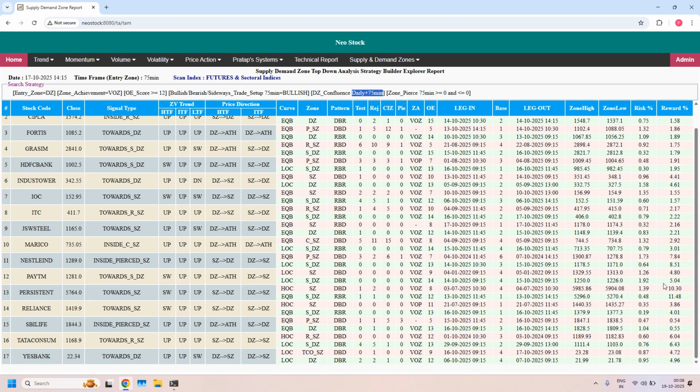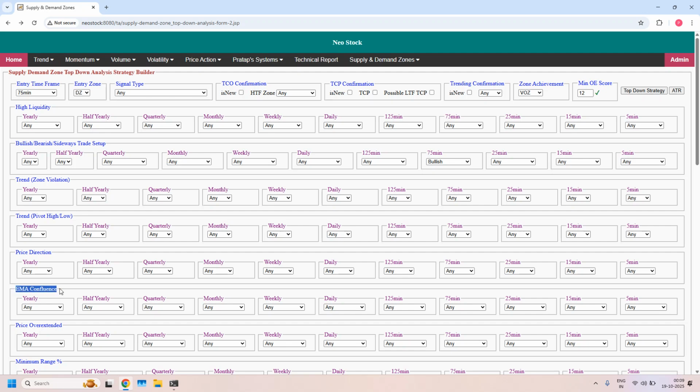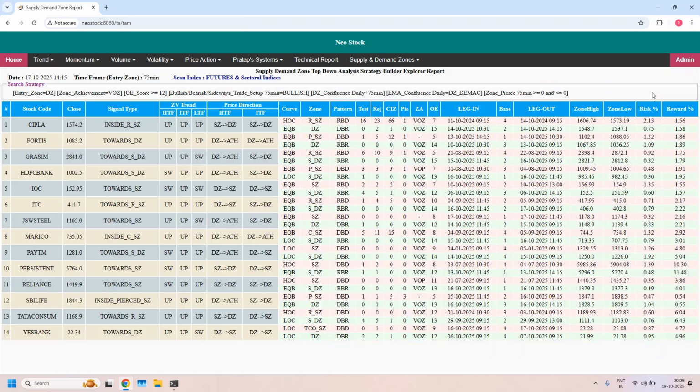Now second step we should apply, that is EMA confluence. Because 75 minutes trend, ITF trend is uptrend in all the stocks. So I am adding one more filter, that is a daily demand zone having daily EMA confluence, because 75 minutes demand zone is overlapped inside the daily demand zone. Let's filter. Now we got 14 stocks.